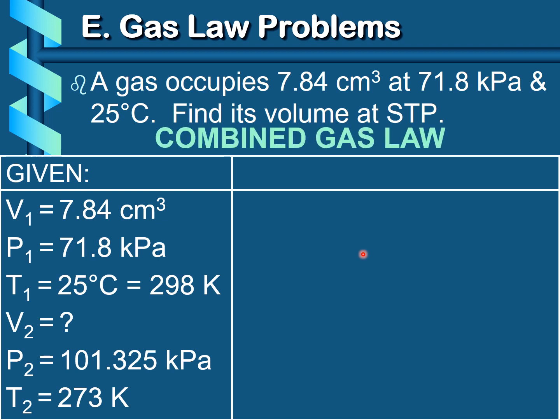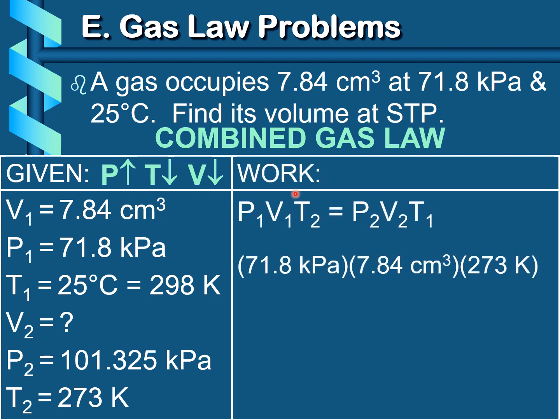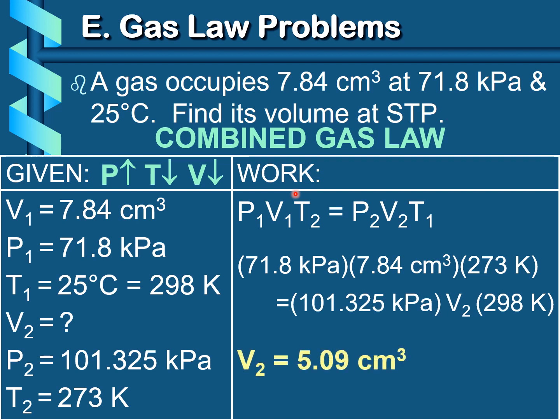So we have here a combined gas law problem wherein if the pressure increases, temperature should decrease and the volume should decrease. We are asked to compute for the volume too, so we would expect that volume should decrease. Using the equation and substituting the given in the problem, you would have a volume 2 equal to 5.09, wherein from 7.84 cubic centimeters, the volume is decreased to 5.09 cubic centimeters.